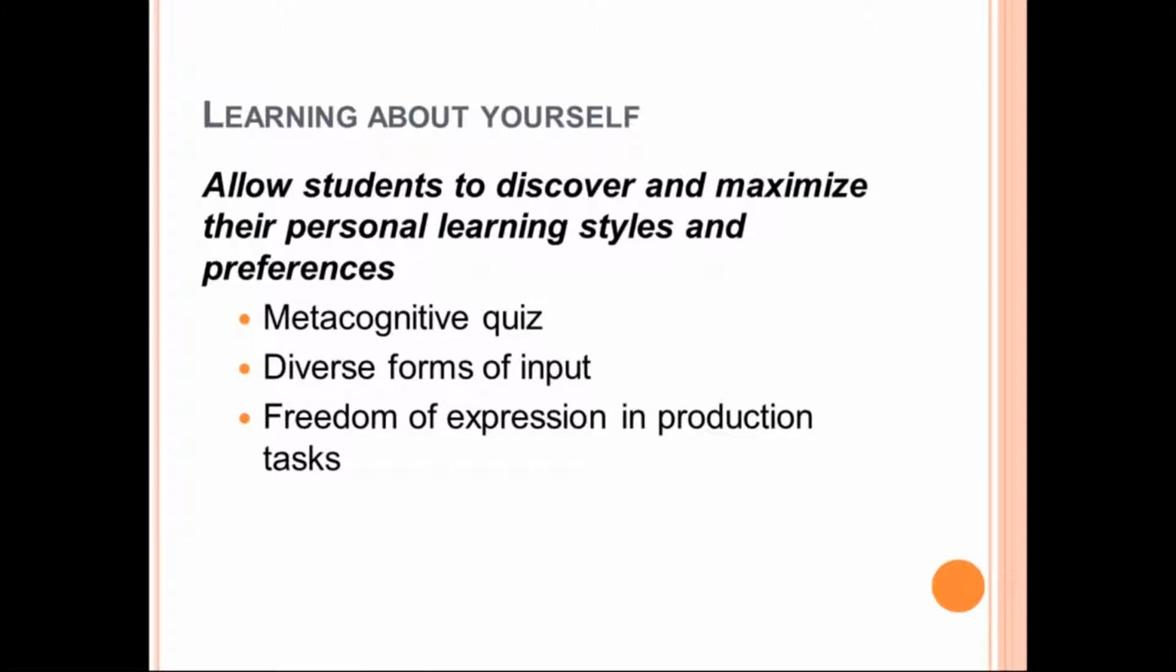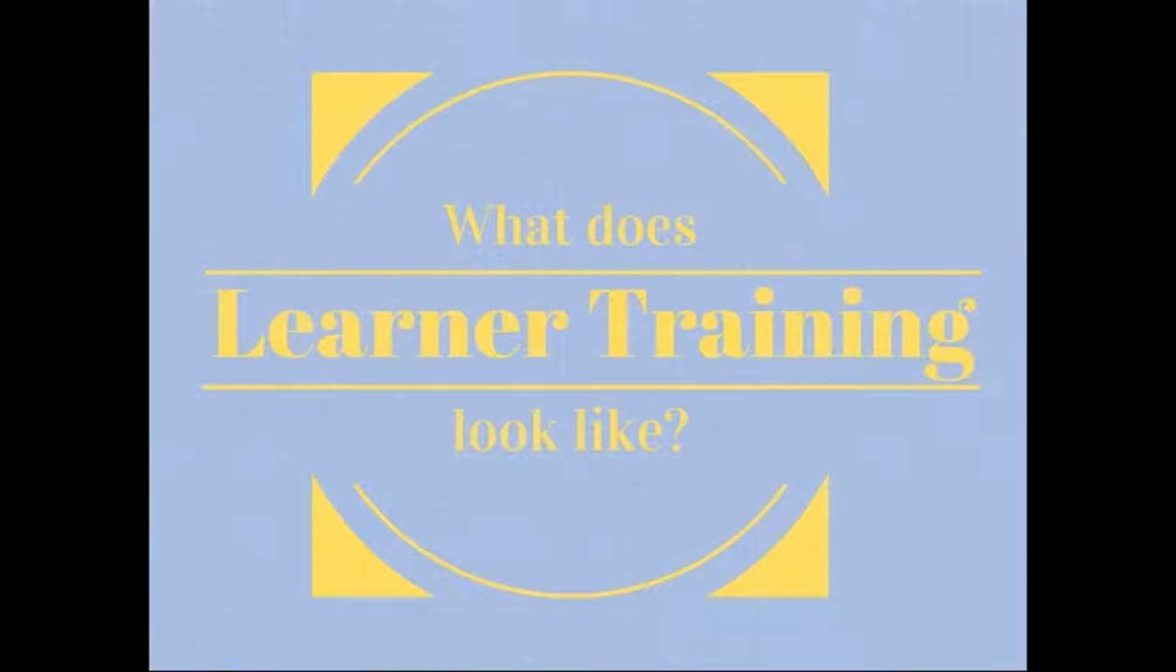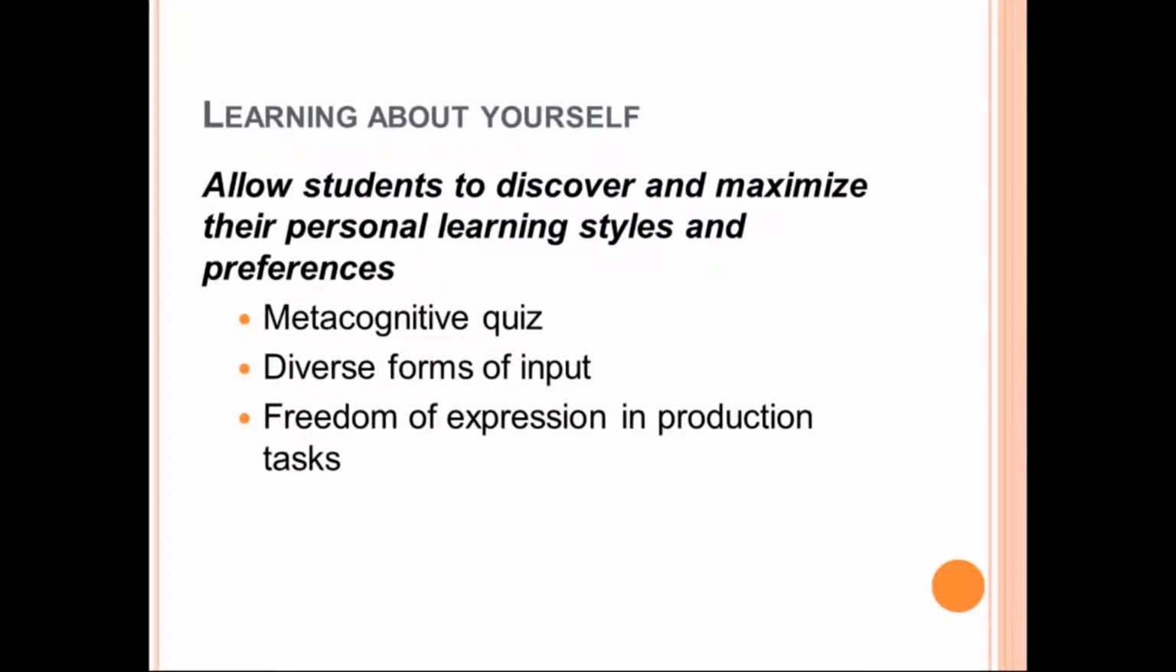So we'll go through each one. I think I skipped one. So we'll see what learner training looks like. The first one is learning about yourself. And this is when you allow students to discover and maximize their own learning styles and preferences. So this is like what I was talking about before, about which strategies work for you being based off of your own learning style and preference.